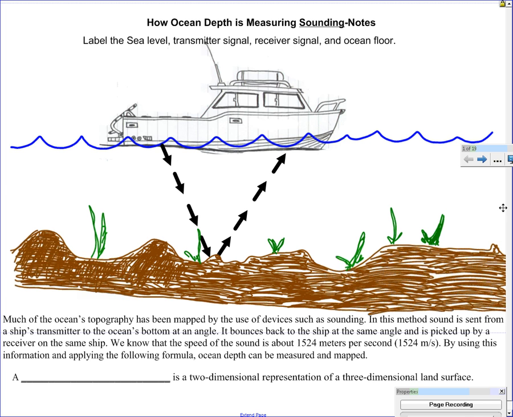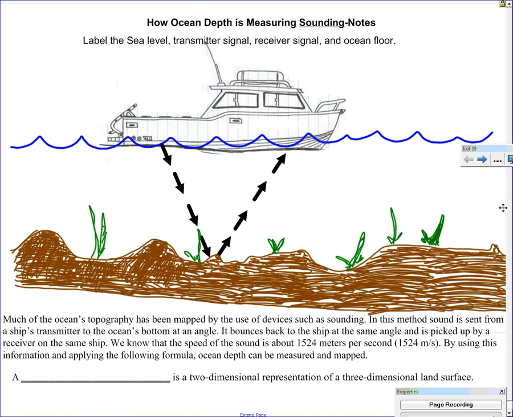Previously to this, we've discussed the ocean floor. And we know that the ocean floor is nothing but what? Land underwater. And it includes features like what? Mountains, trenches, ridges, valleys. We have all of those things.